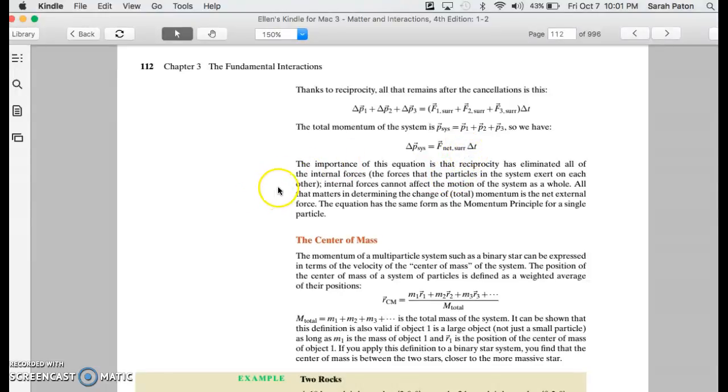Anyway, ultimately, the importance of this is that the principle of reciprocity eliminates all the internal forces, because all the internal forces cancel each other out. Thus, the internal forces can't affect the motion of the system as a whole, and if we want to understand the motion of the system as a whole, all we need is the net external force on the system, which is very useful for physicists.